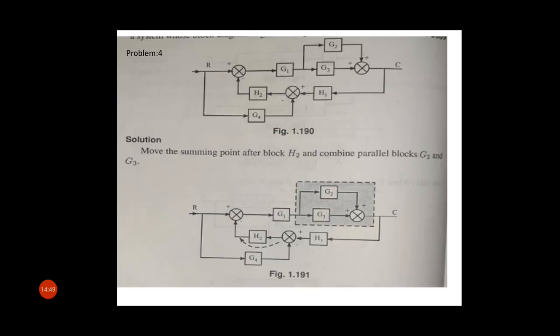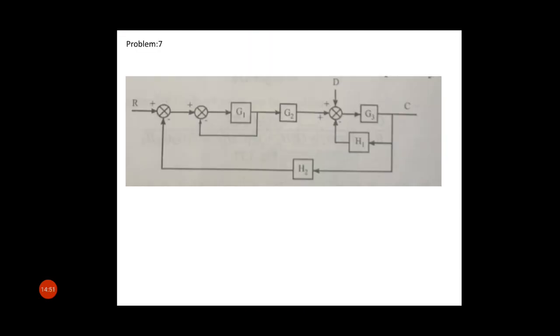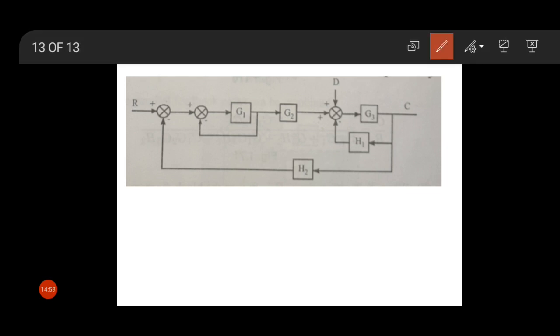Now you will do this problem. To see the problem, here we use two inputs. That means this is one input and this is the other input. Here we add a disturbance. So how will we find the transfer function in this type of block diagram?